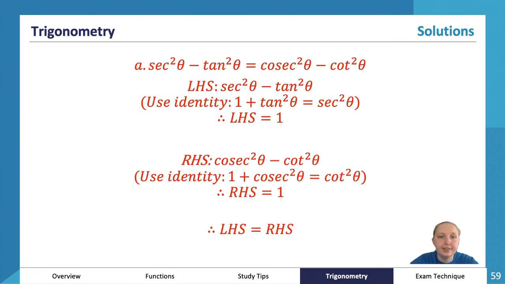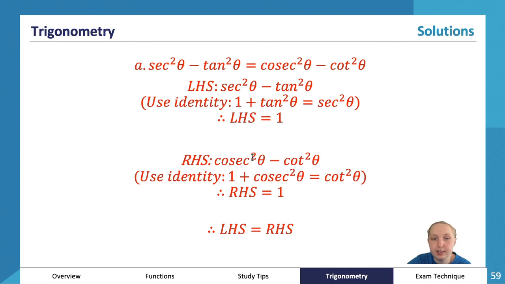Okay, so let's have a look at these ones. If we've got sec squared theta minus tan squared theta equals cosec squared theta minus cot squared theta, let's first look at our left-hand side: sec squared theta minus tan squared theta. If we use the identity that 1 plus tan squared theta is equal to sec squared theta and substitute it in, we'll end up with the left-hand side equal to 1.